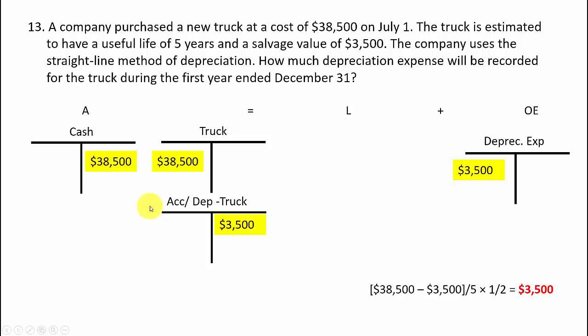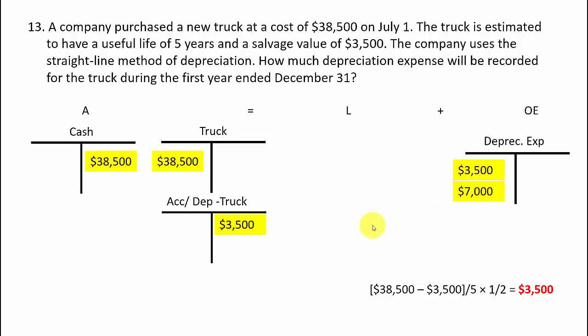So when you want a value for this truck, you need to always consider these two accounts together. That is the truck minus the accumulated depreciation, and that will give you what the value of the truck is. All right, so anyway, first year depreciation, which is the answer, will be $3,500, and that's the entry. But I'm going to go a little further just to show you some more things involved in this.